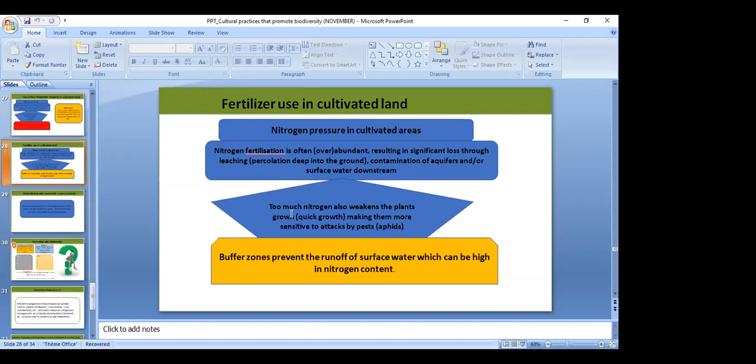Then we also discussed the buffer zones that prevent the runoff of surface water, which can be high in nitrogen content. So this is the advantage of buffer zones. That is the area that you do not cultivate at all. There are natural edges, there are copses there. They are just there like that. You are doing your cultivation outside them. So when there is runoff from your farm, that space absorbs it. It absorbs the excesses of fertilizer on the farm.